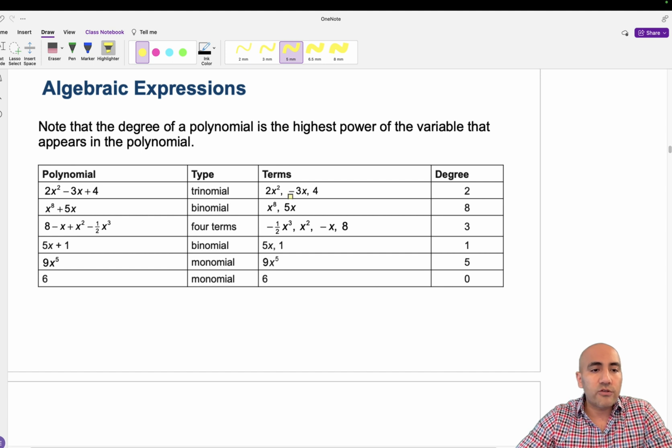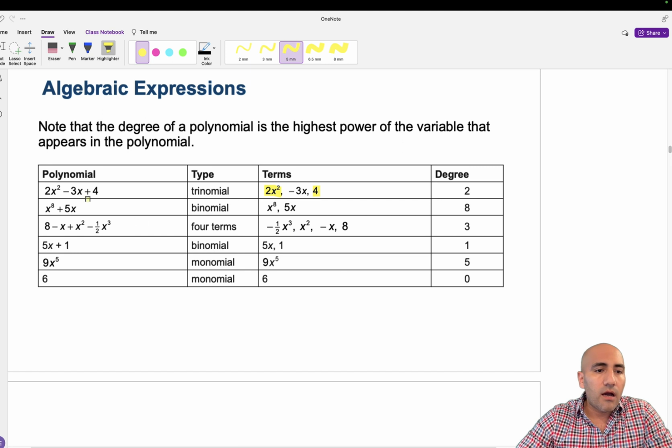Notice the individual terms. Going back here, this is a trinomial. There are 3 terms, and we can identify the terms. So 2x squared is the first term. And then minus 3x is the second term. And then the 4 is the next term after that.